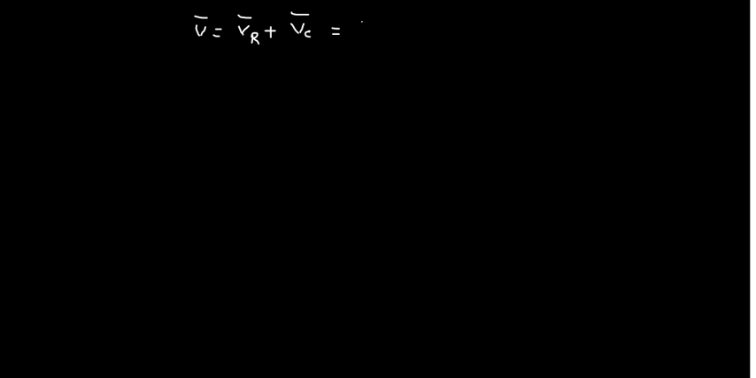We have already calculated VR at an angle 0 degrees, plus the voltage across the capacitor, VC at an angle minus 90 degrees. So we'll take it as VR, and this minus 90 degrees, if you transform into J notation, we'll get minus J VC. This is the total voltage.